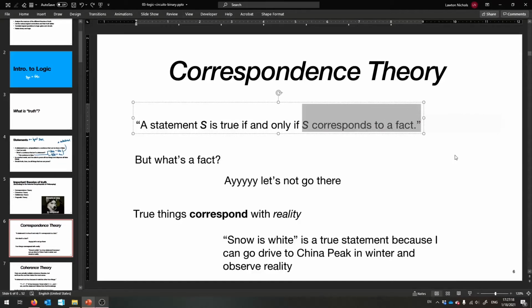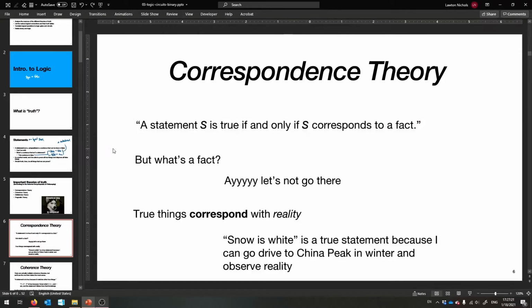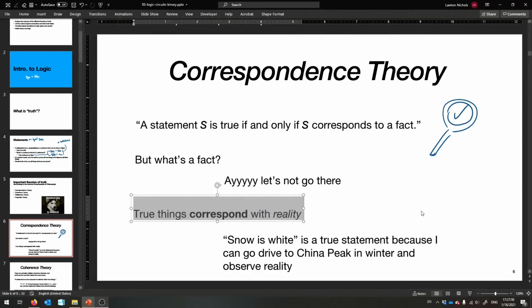Okay? So it's a bit not fun to discover what it means to be a fact, because that's just another rabbit hole to go down, so let's not go there. But let's pretend that a fact is something that maybe you can see, something that is real. Okay? So someone's like, all right, yeah, the grass is green. You can go take your magnifying glass, look at some grass, and be like, oh yeah, checks out. That must have been a true statement. Okay? So true things, we say, correspond with reality.